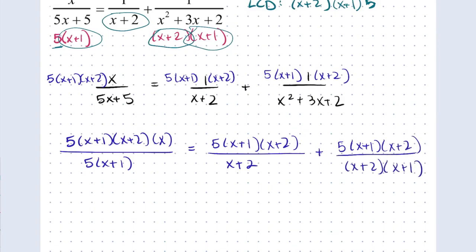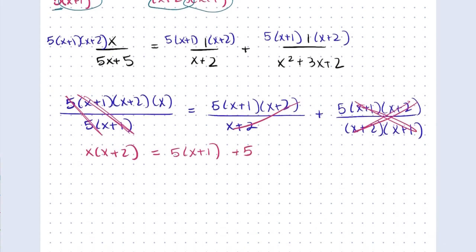Okay? The cool thing is, some stuff's going to cancel, right? Here, 5 divided by 5 cancels, x plus 1 divided by x plus 1 cancels. So I'm left with x times x plus 2. Here, x plus 2 cancels, so I've got 5 times x plus 1. Here, both x plus 1 and x plus 2 cancel, and I'm left with 5.